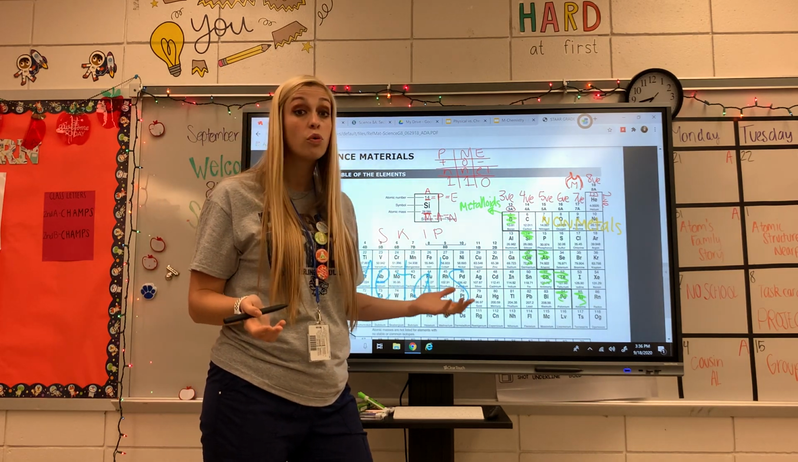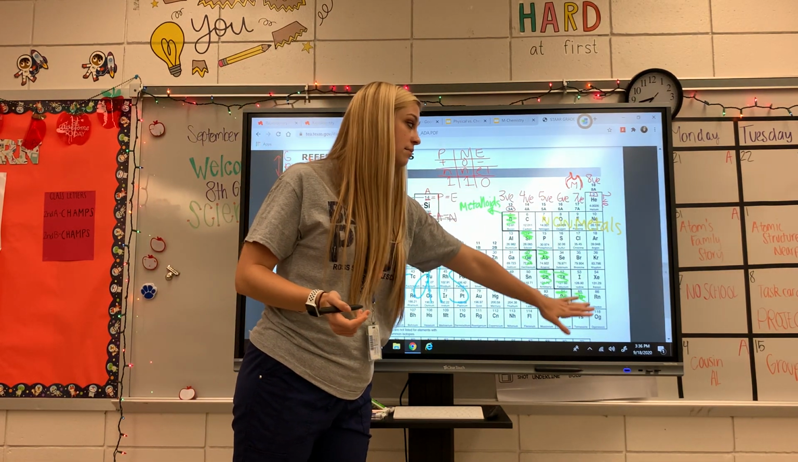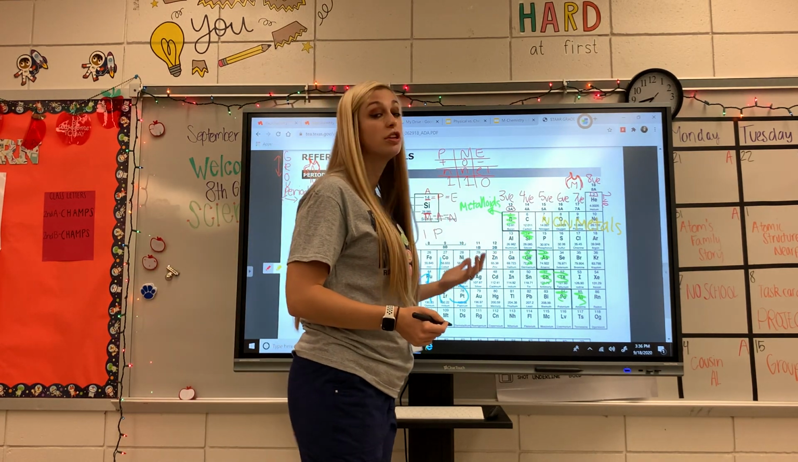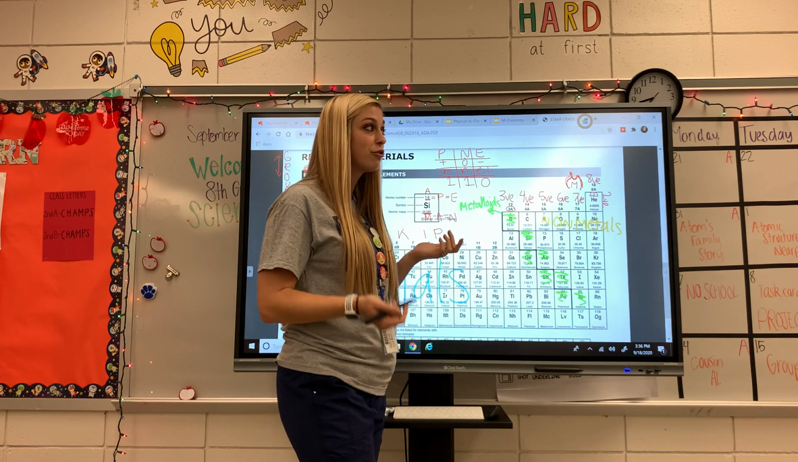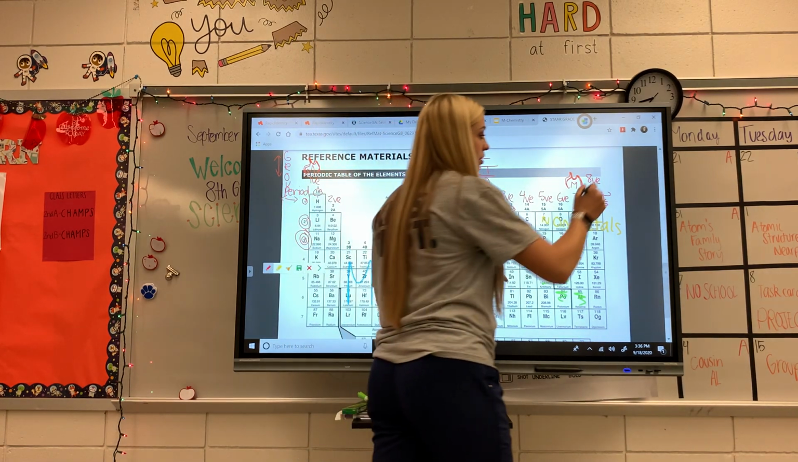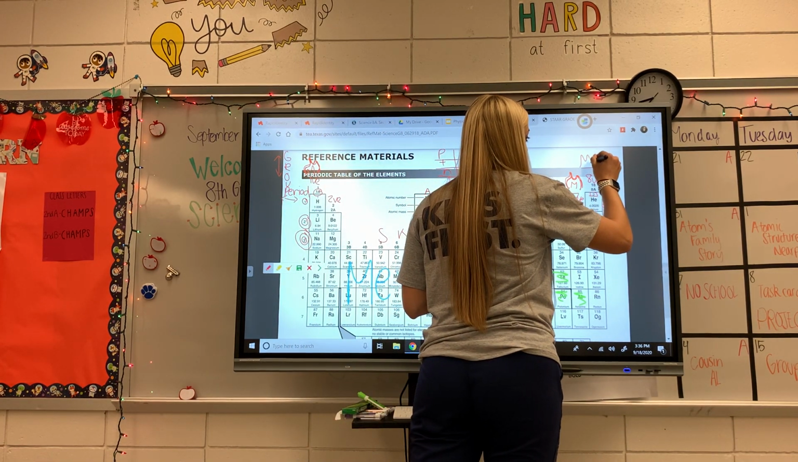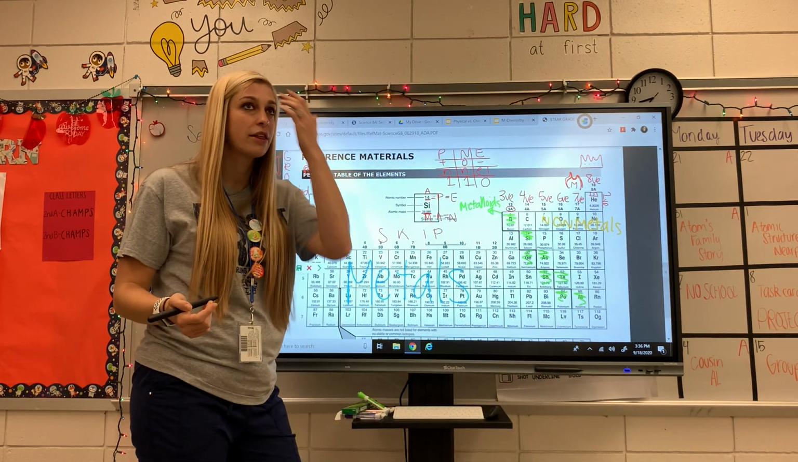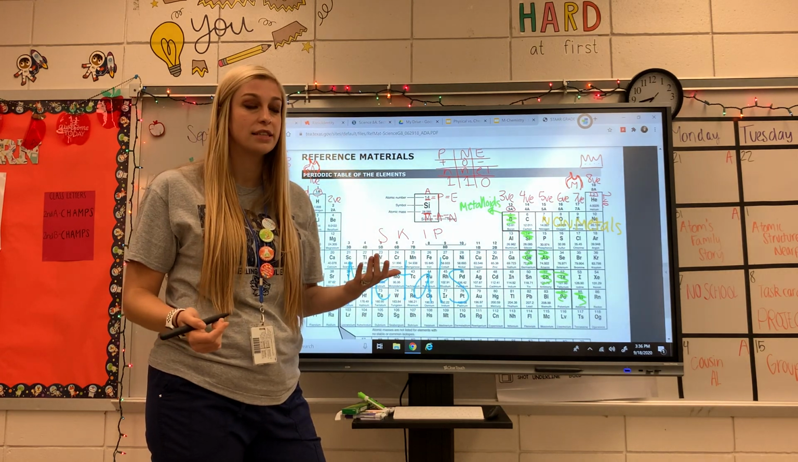Stable means they don't react. That's group 18. They're stable, they don't react. And they are called the noble gases. So my little reminder for them is I draw a crown. So the crown reminds me, okay, they're like royalty, they're the noble gases.